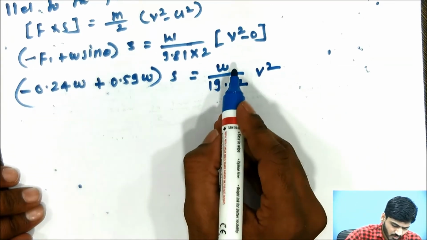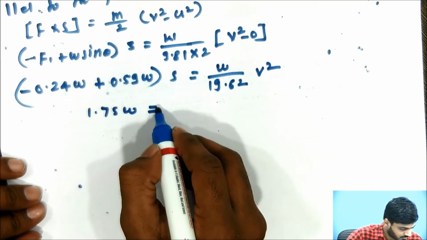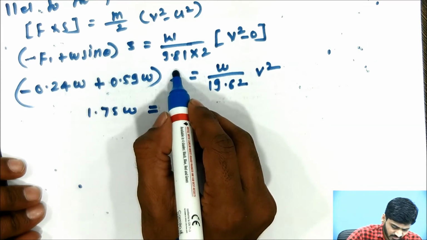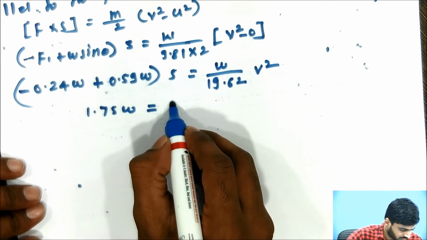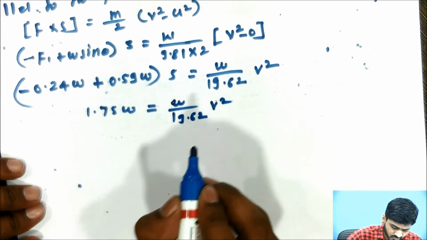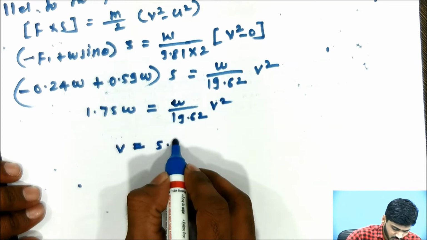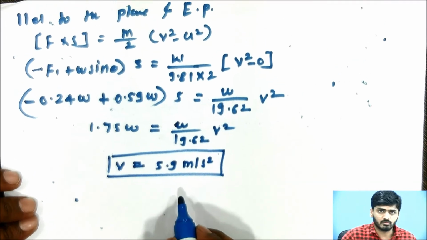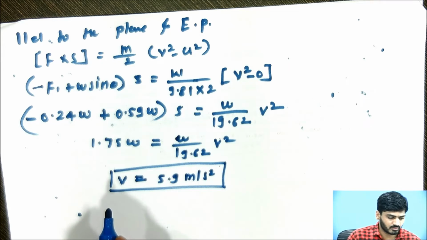So you may take the common, that is W, 1.75 W is there, and here S is nothing but 5, you may multiply here and then you calculate, and here you may consider W divided by 19.62 v square is there. W gets cancelled and you will get the value of V, that is 5.9 meter per second. So you have calculated one term, that is 5.9 meter per second.